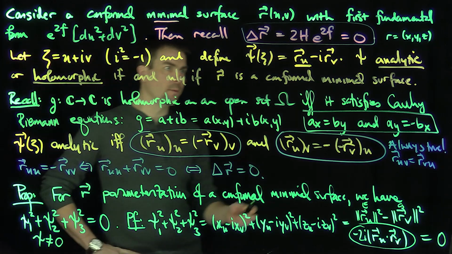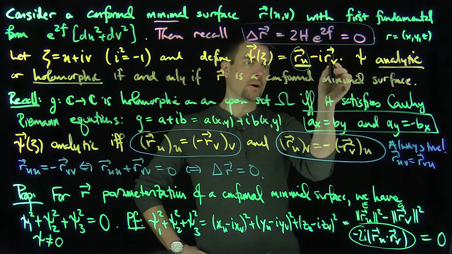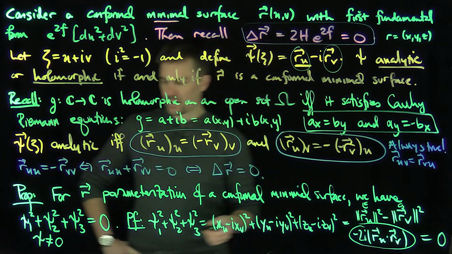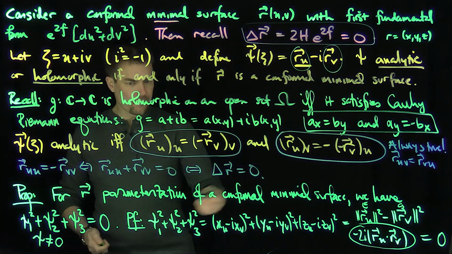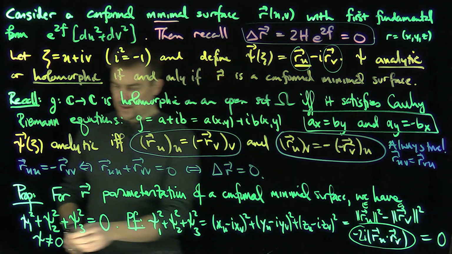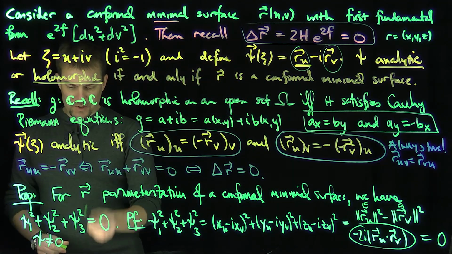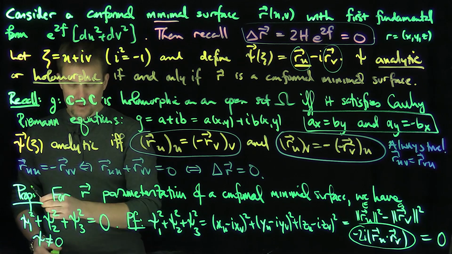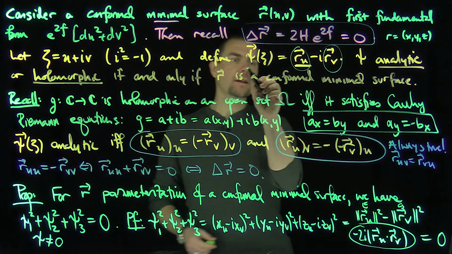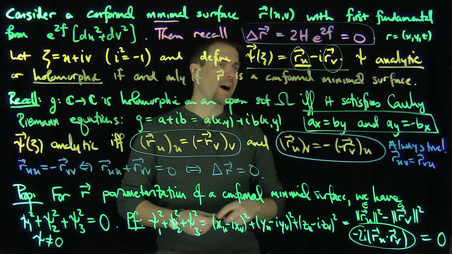Because if psi was 0, by the analyticity, that would force this term to be 0 and this term to be 0, and we wouldn't have a regular surface. So we've just shown that for a conformal minimal surface, we have this condition, psi 1 squared plus psi 2 squared plus psi 3 squared is equal to 0, and psi is not 0 for this analytic function over here, R_u minus i R_v.